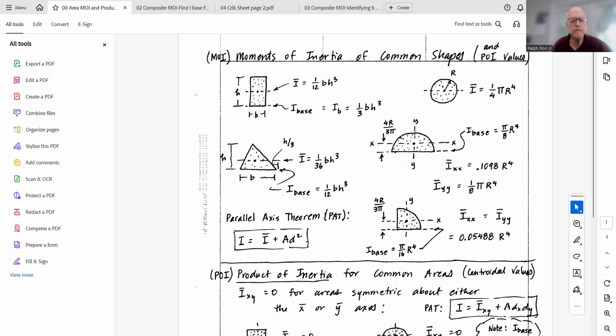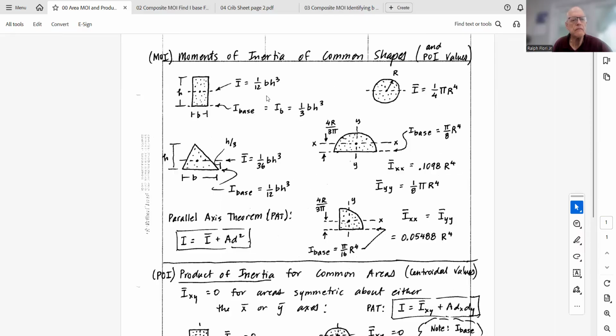And then talk a little bit about B and H and expressing the formulas in terms of B and H. So these are the formulas we're talking about, the standard moments of inertia for standard shapes, like a rectangle, a triangle, a circle, a half circle, quarter circle.